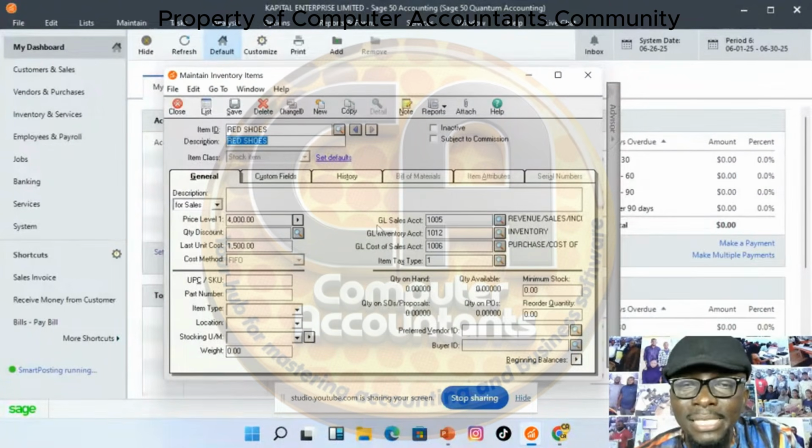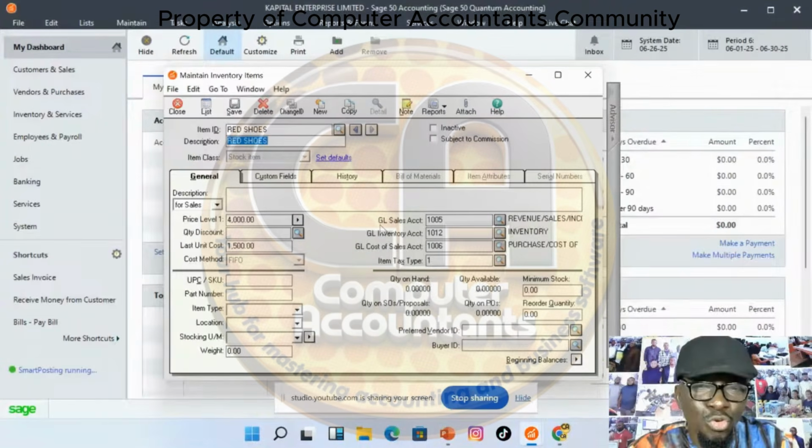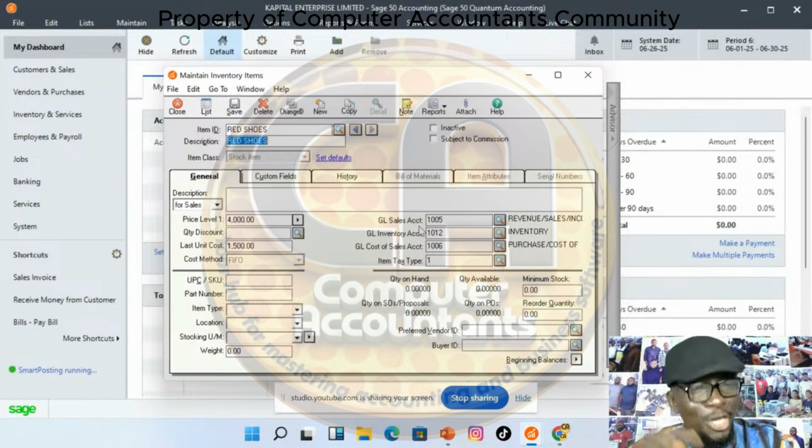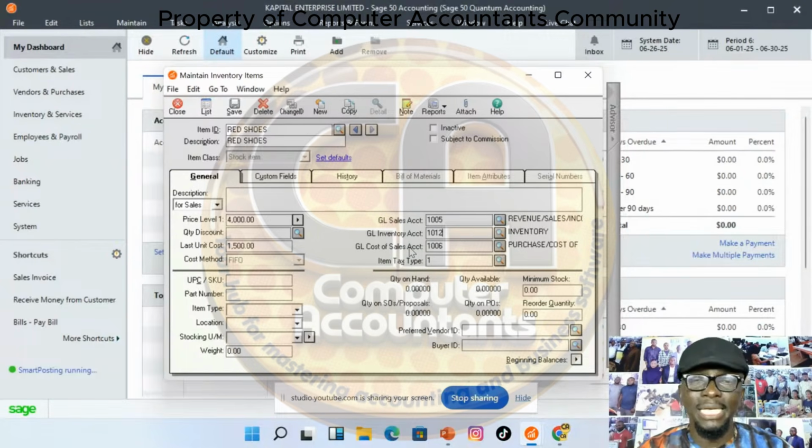From the tags here, you can see that the software is even giving you a guide on what to link up there. You can see GL sales account. That means your sales, your income account has to be linked here. GL inventory account means your inventory or stock account has to be linked there. Then GL cost of sales simply means your purchases have to come in here. So the software is also guiding you on what you should put in there.